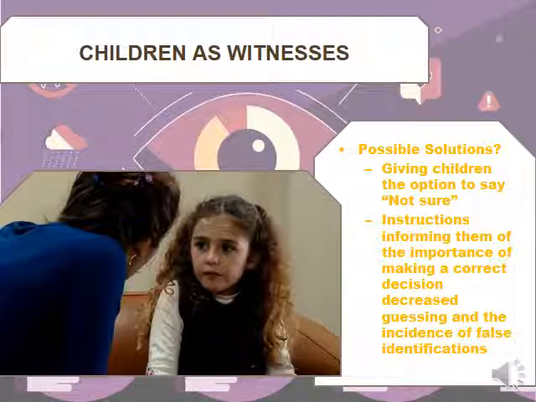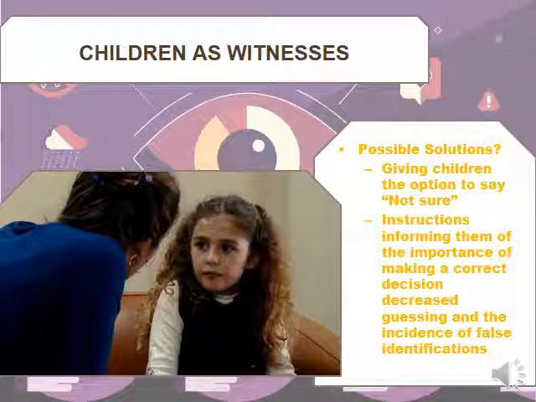Now, possible solutions. Giving children the option to say "not sure." Because initially what we're always looking at is from the element of adults, always making sure that our ability to relay information is from an adult perspective. But if you're looking at it from a child's perspective, you're trying to make sure that the individual has that element of safety and security.